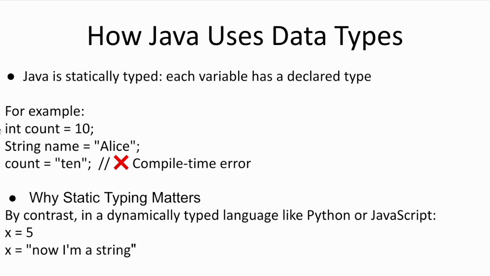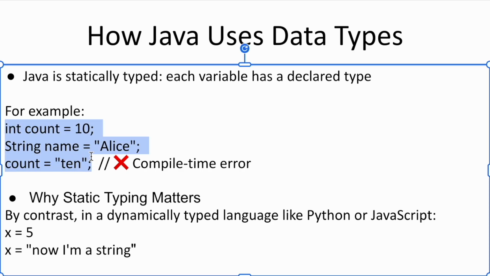For example, when you read this code, first you declare that count is the number 10, and then you assign the string "10" to it. It will cause a compile-time error. The compiler will stop you right there before the program runs because the type system ensures consistency and safety.